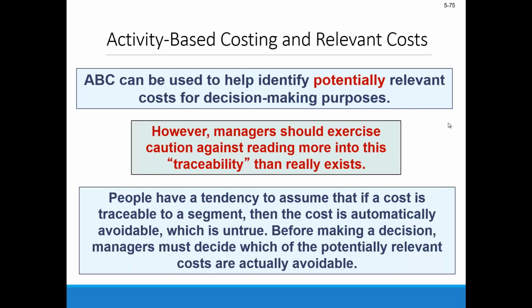So to wrap this up, just a quick note about activity-based costing and relevant costs. Our ABC that we talked about in Chapter 7 can be used to identify potentially relevant costs for all these decision-making purposes. However, we have to be really careful there that we're not reading more into the traceability of ABC than really exists. Remember, under ABC, we were tracing as many possible costs to the individual products as we could. The only potential drawback when we think about how that relates to relevance is people have a tendency to assume or get in this habit of thinking that if a cost is traceable to a segment, it's automatically avoidable. And that is not necessarily true. So traceability and avoidability are not synonymous.